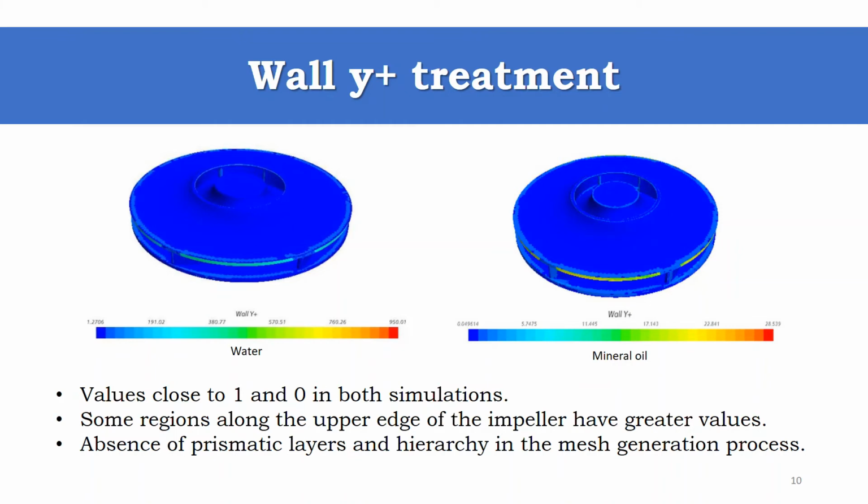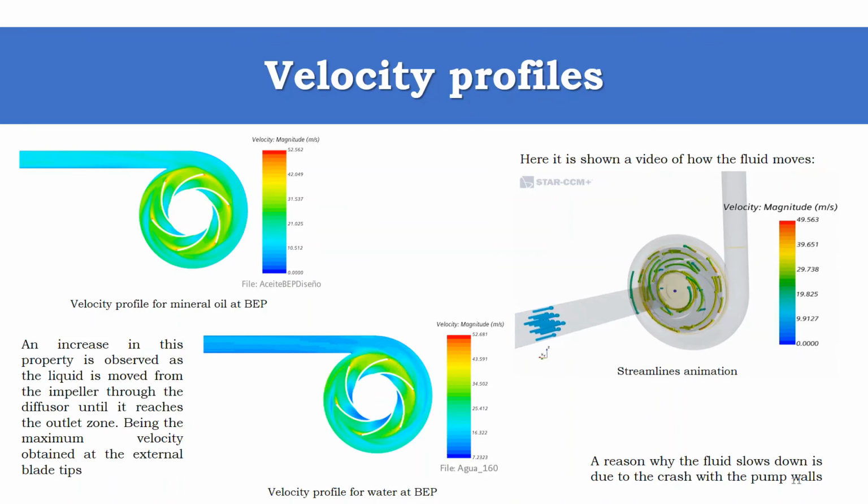Here we can see the velocity profile for mineral oil and water. As it can be seen, there is an increase in velocity magnitude as the liquid moves from the impeller through the diffuser, and it decreases when it reaches the outlet zone. The maximum speed is obtained at the external blade tips. A possible reason for the velocity decrease at the outlet could be that the fluid crashes with the pump walls and it suddenly slows down. The impeller velocity profile is not shown because there are no changes between both liquids and the angular velocity in both cases is the same. It is important to mention that for turbulent regimes, inertial forces are more dominant than the viscous forces.